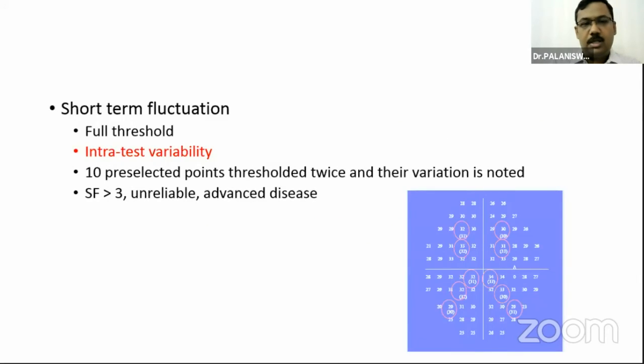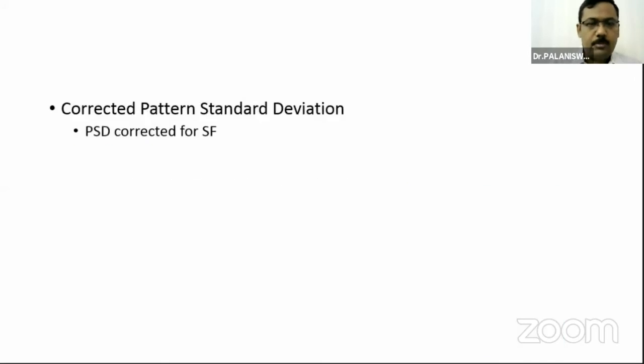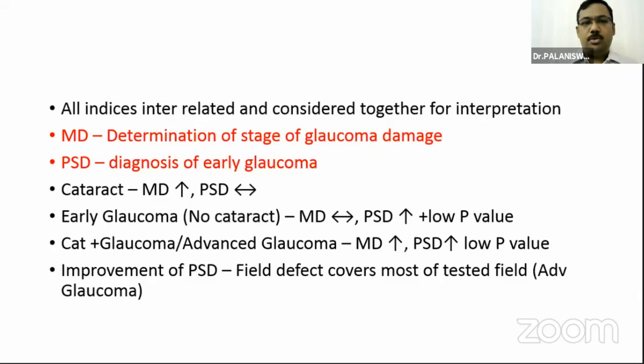Short-term fluctuation is intra-test variability. 10 pre-selected points are thresholded twice, and the difference is the short-term fluctuation. If it is more than 3, it is unreliable or seen in advanced disease. Corrected pattern standard deviation is PSD corrected for short-term fluctuation. What one needs to know is all these indices are interrelated and should be considered together for interpretation.